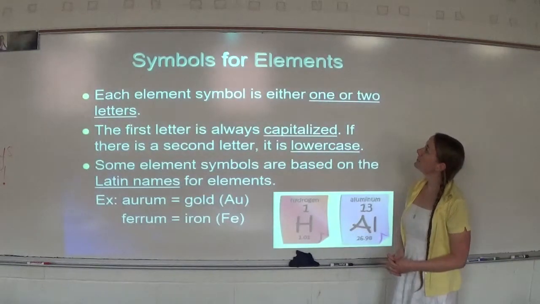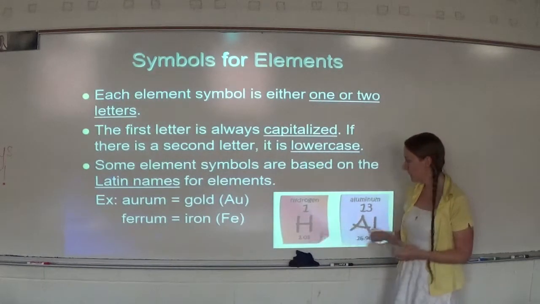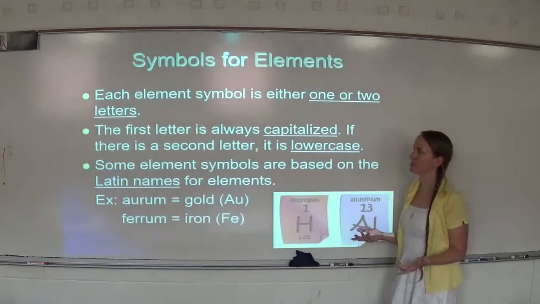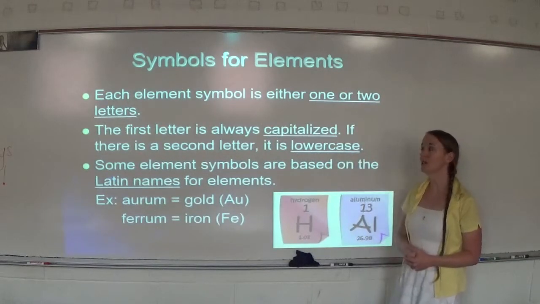Each element symbol is either one or two letters. For example, hydrogen is just an H, it's capitalized. Aluminum is Al, the first letter is capitalized, the second letter is lowercase. So like I just said, the first letter is always capitalized. If there's a second letter, it's lowercase.